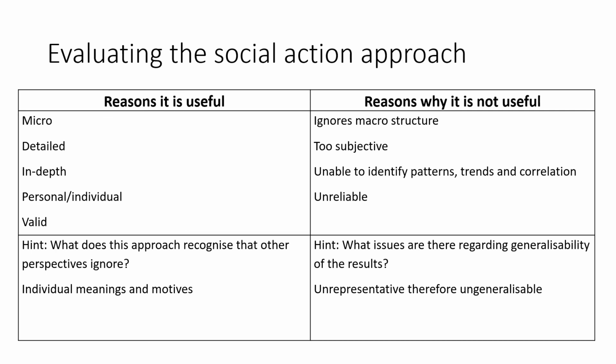And also, you've got a hint question in your pack which says, what does this approach recognise that other perspectives ignore? And as I say, that is the individual meanings and motives behind our personal life decisions and our experiences of the personal life. Whereas functionalists just think about the functions for society. Marxists focus on bigger scale things and how capitalism is influenced. Feminism sometimes looks at the experiences of individual women, and more recently, with intersectional feminism. But social action approach is the first approach really that starts to look at individuals.